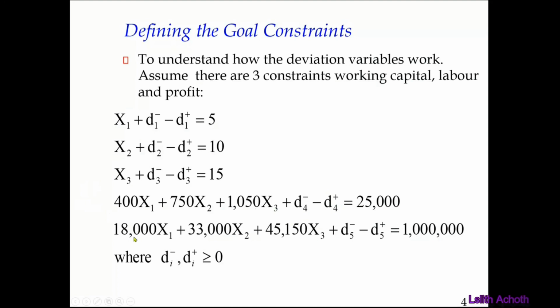Alternatively, let's assume that 18,000 x1 plus 33,000 x2 plus 45,150 x3 should be less than 1 million. Then, in which case, this should be equal to 0. It should be less than 1 million. This should become 0, and I will target this. So, in my objective function, I will minimize this and this. So, that's how whole programming is done.